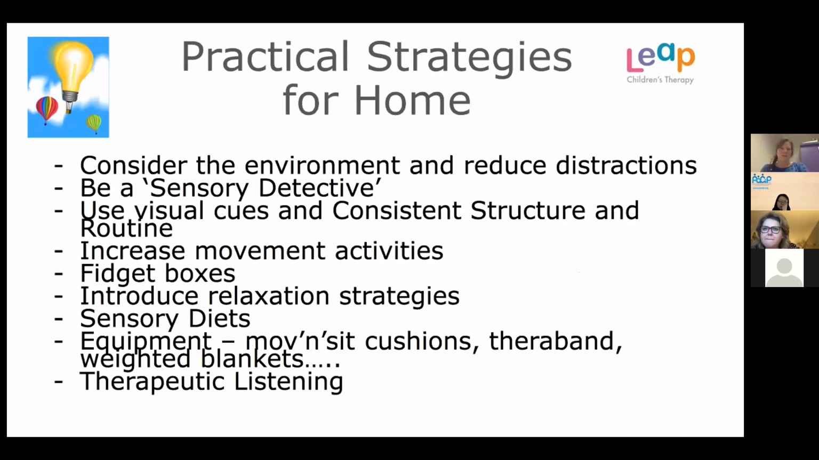So, some practical strategies for home. One of the first things is being a sensory detective. So, knowing your child. Have a think about those 8 senses, and whether you've seen an OT or had an OT assessment or not, even if you just write down each sense and think, hold on, what goes in this sense? Actually, yeah, he's really fussy with food. He doesn't like anything with lumps in. He doesn't like any sauces. He likes things very plain.